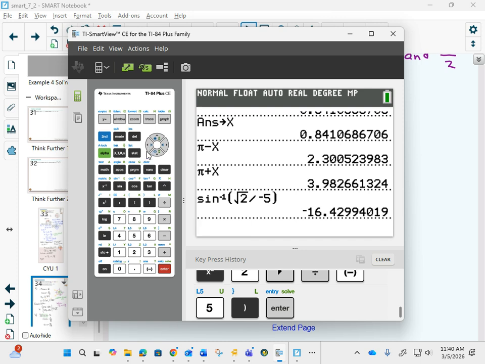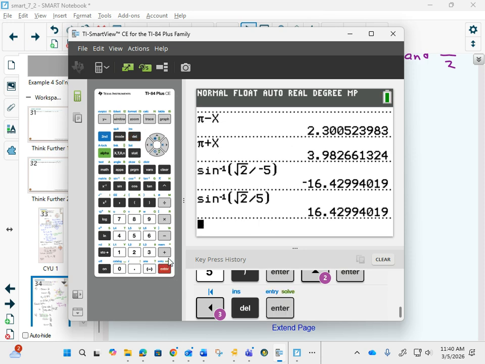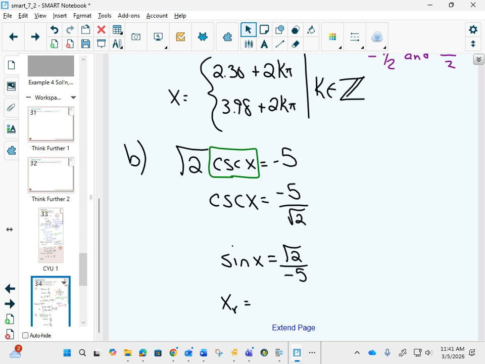Whoops. What did I do wrong? I had the negative in there, so I'm going to have to retype it. Take out that negative. Reference angle should always be positive in quadrant 1. So 16.4 degrees is my reference angle. I should write 3 decimals.